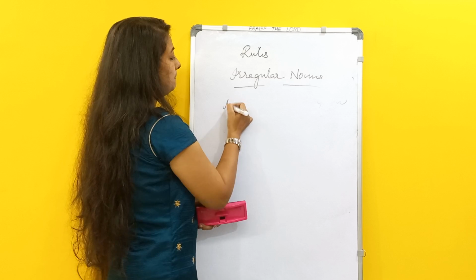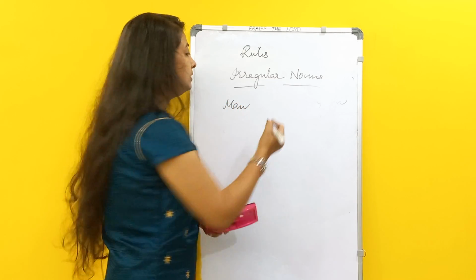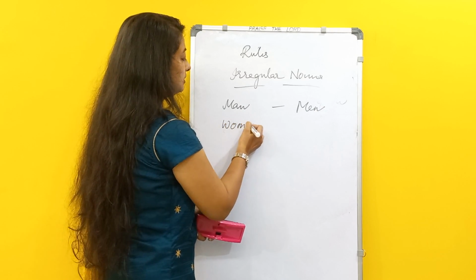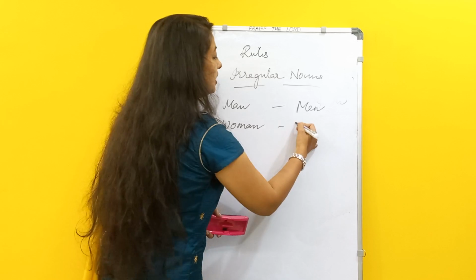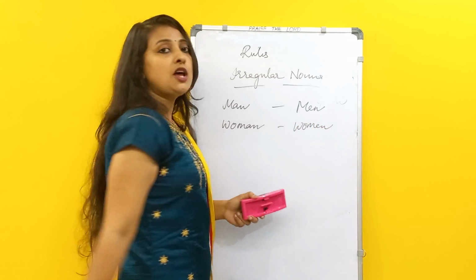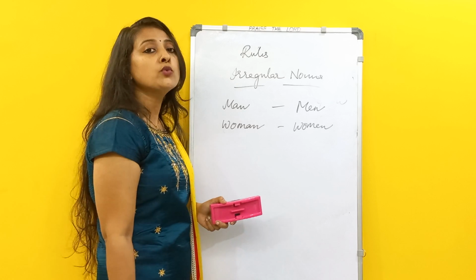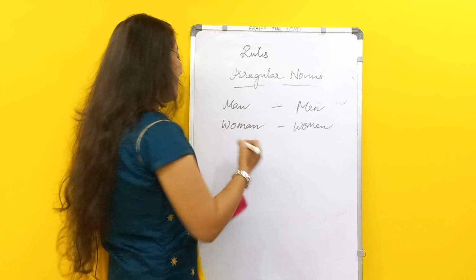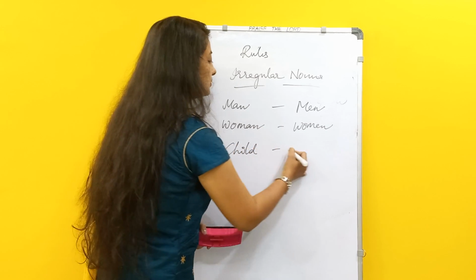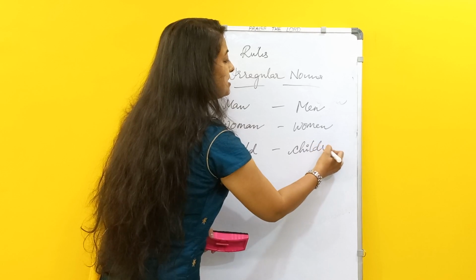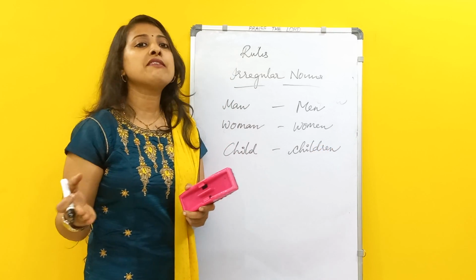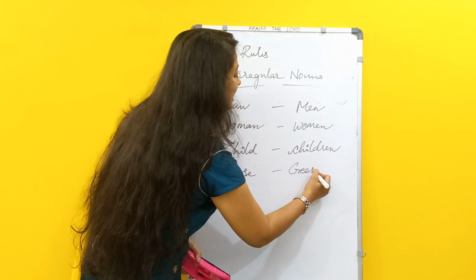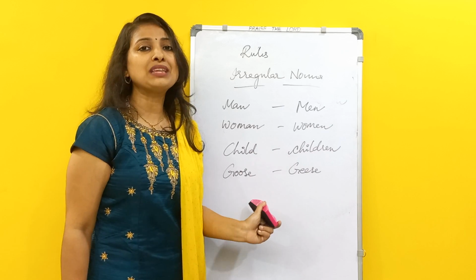Like man. The plural will become men. Woman. It is women. The pronunciation is women, not women. Women, women. Like child, children. Child, children. Goose. Some have to be memorized. Geese. Goose, geese. It is something like a duck.